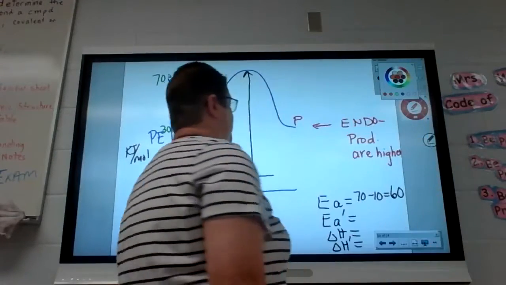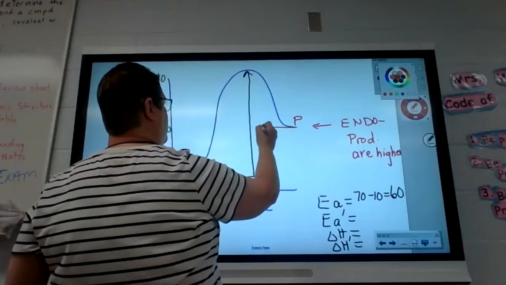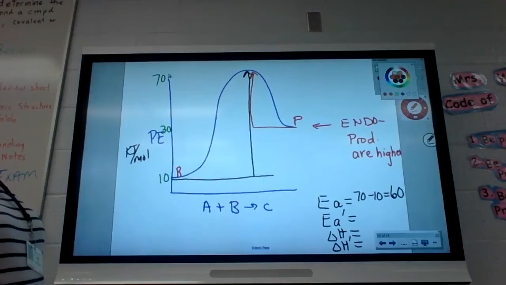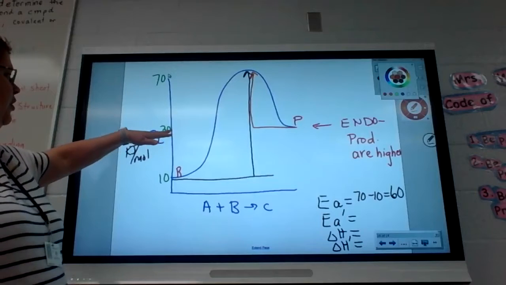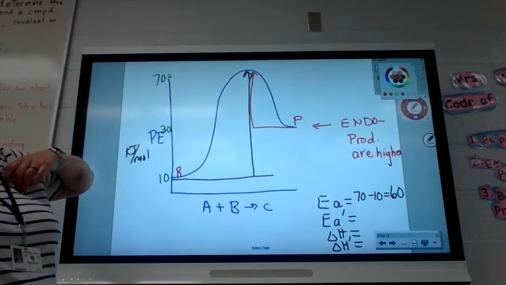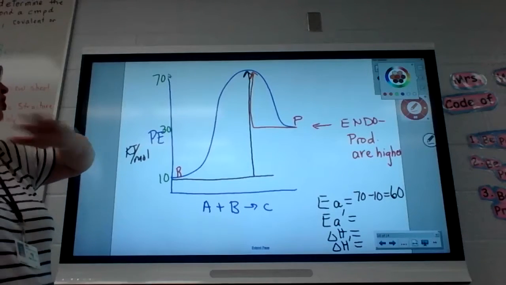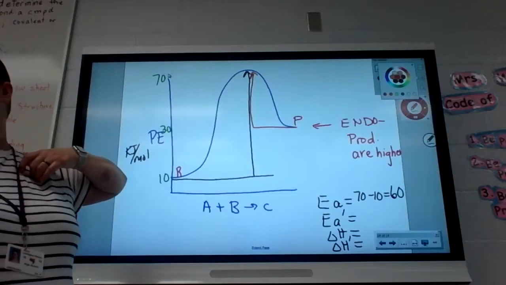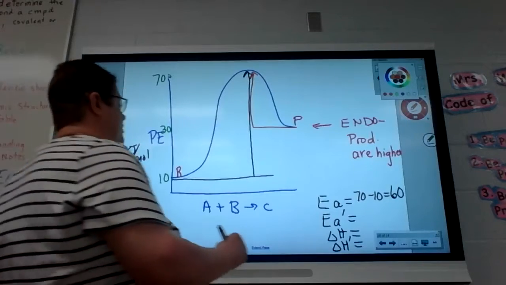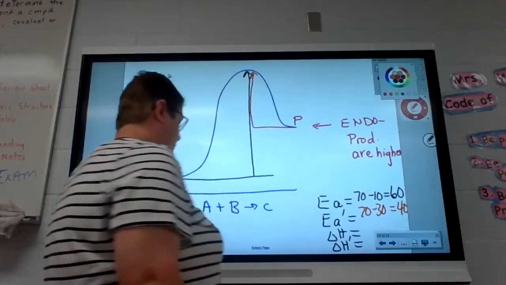What would I do to find reverse EA? From the product to the top. So what's the product? No, 30. I'm at 30 there. That's why I put the numbers in. Don't try to estimate, just go with the numbers that are there. The homework numbers that are on the graph, do the same thing. I thought 20, that's why I put 20 there. Oh, that's a 30. So 70 minus 30 is 40.